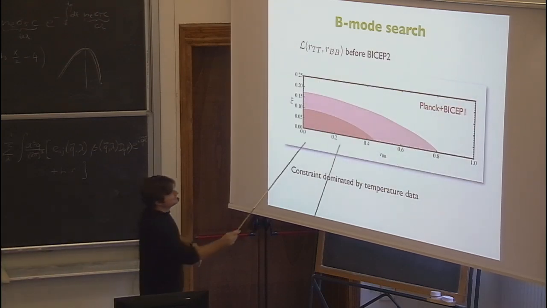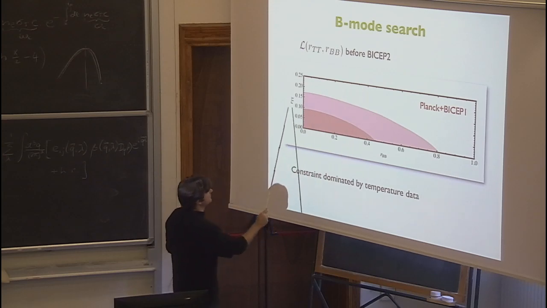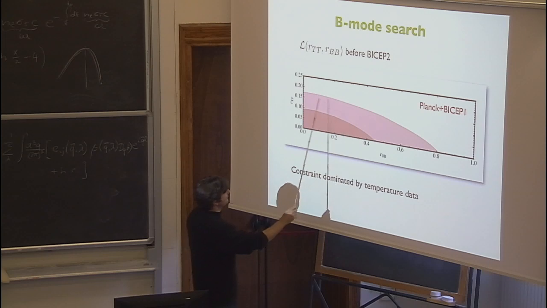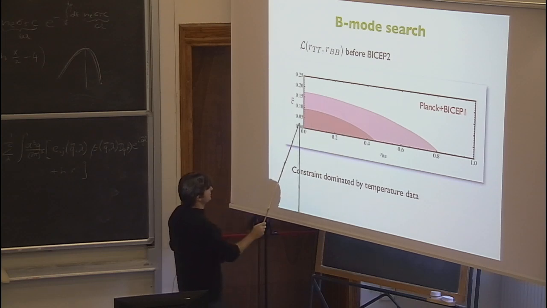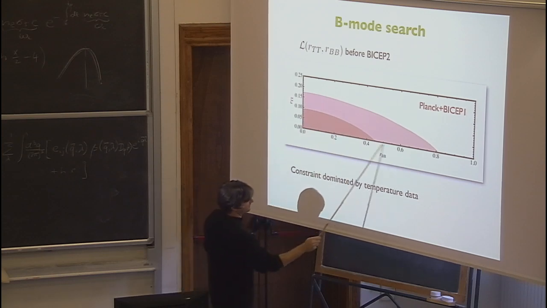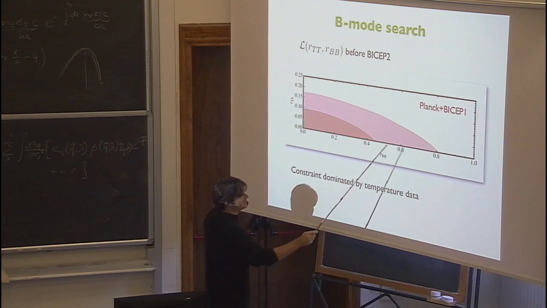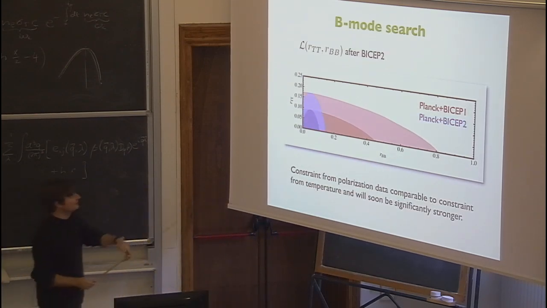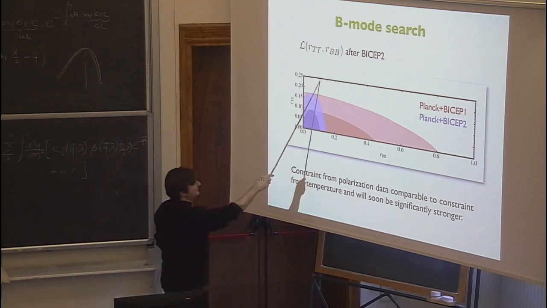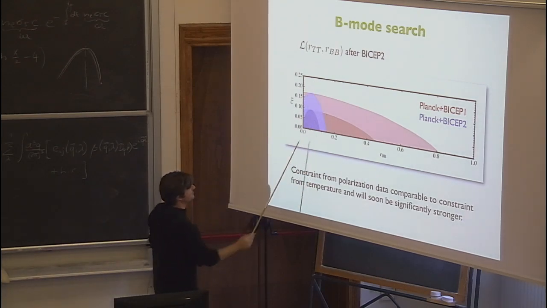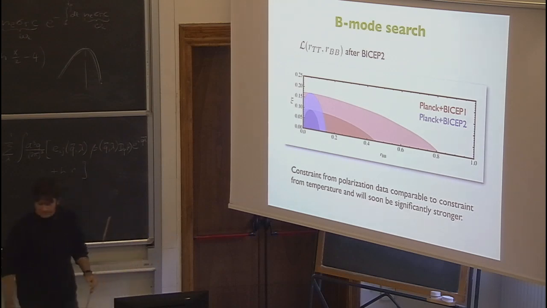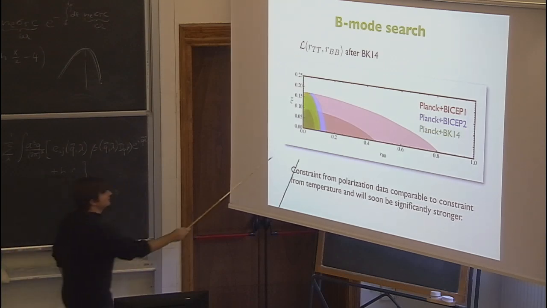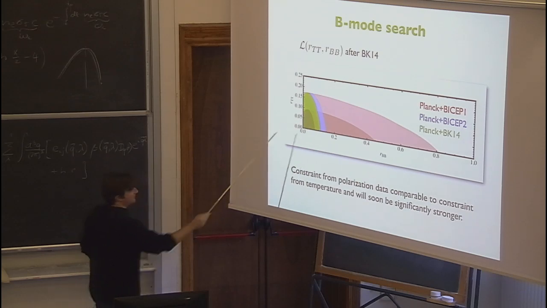So this was before BICEP 2 came out. These were the constraints from WMAP and Planck that all come from the temperature data. And there wasn't much known about the contribution to the B modes. And then the BICEP data improved the constraints there significantly, but accidentally to the same level that it was constrained at in the temperature data. This also means that this will get better pretty quickly. If you just take the BK14 data, it improves it significantly.